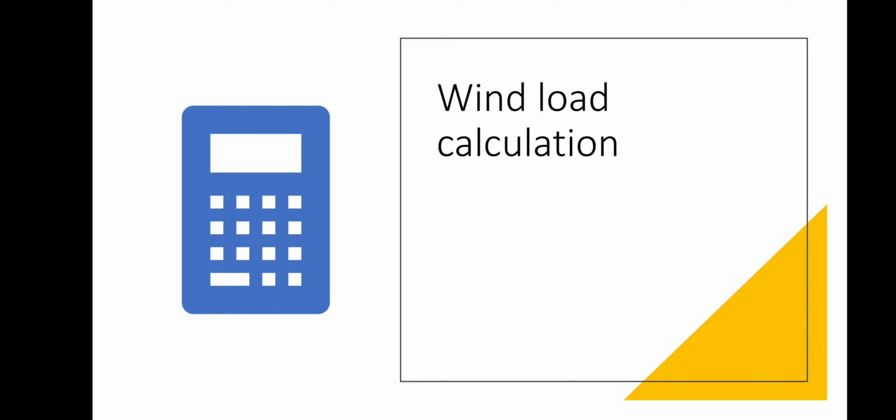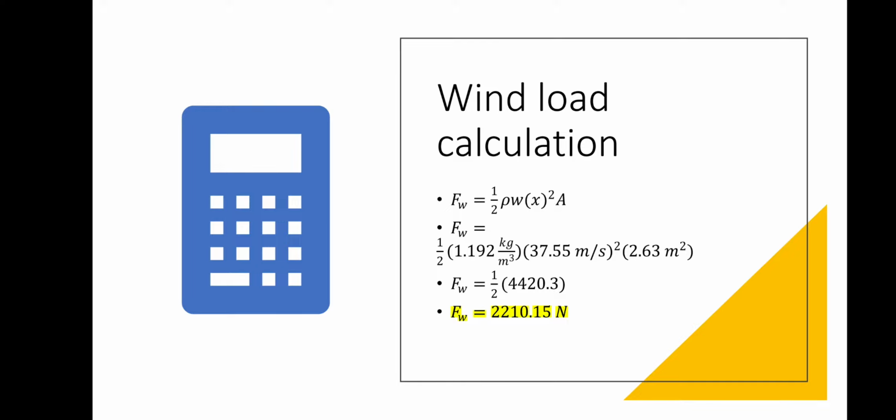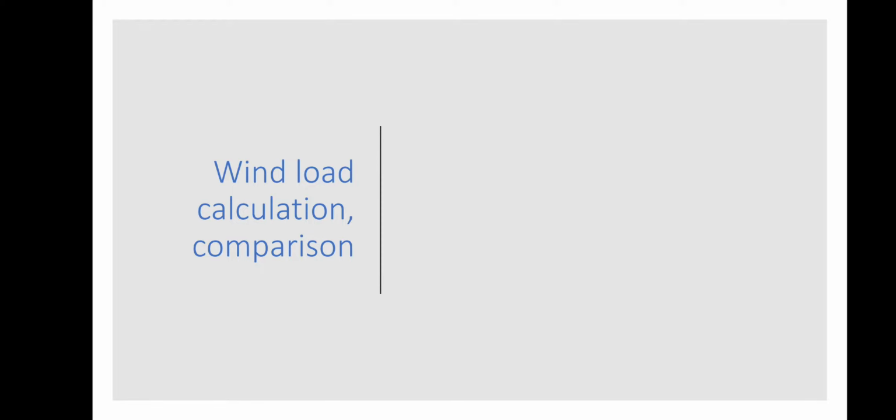For the wind load calculation, we use the wind load formula, which is 1/2 times density times wind speed squared times the area. We then plug in our values from the previous exercises, and for our final answer, we get 2210.15 newtons.